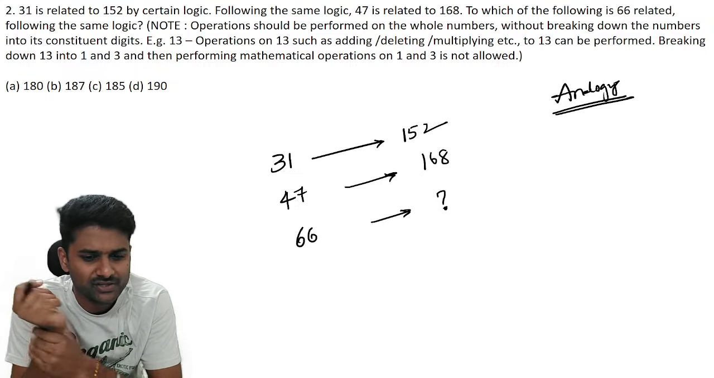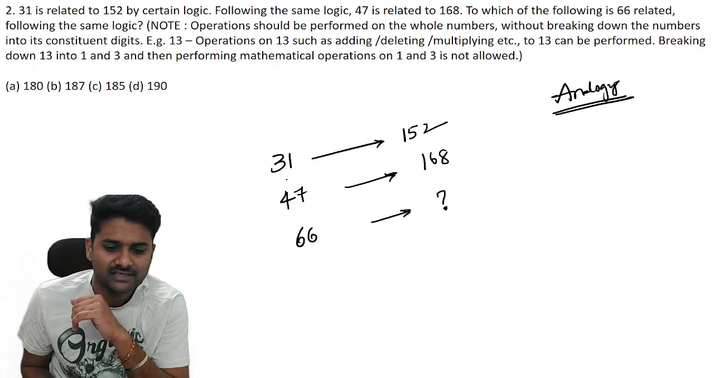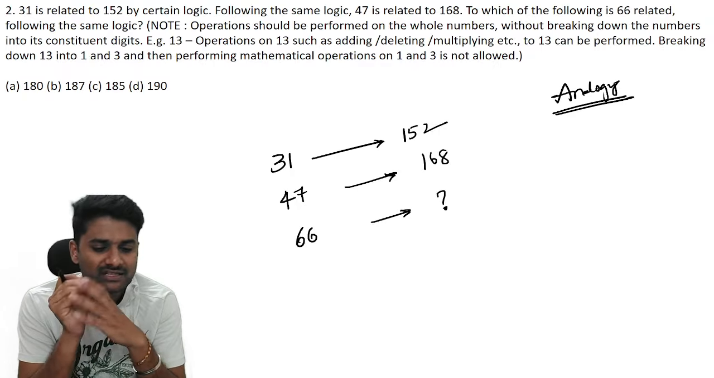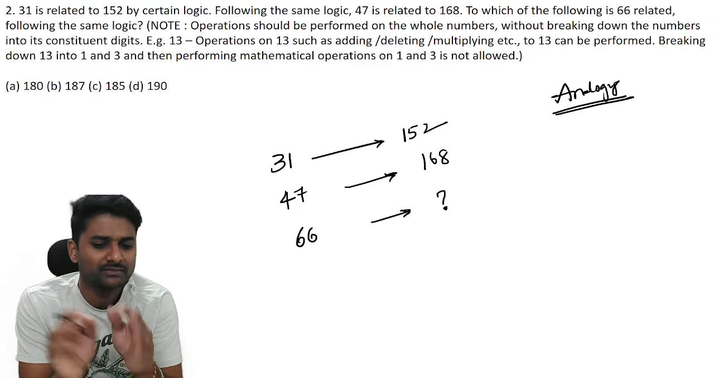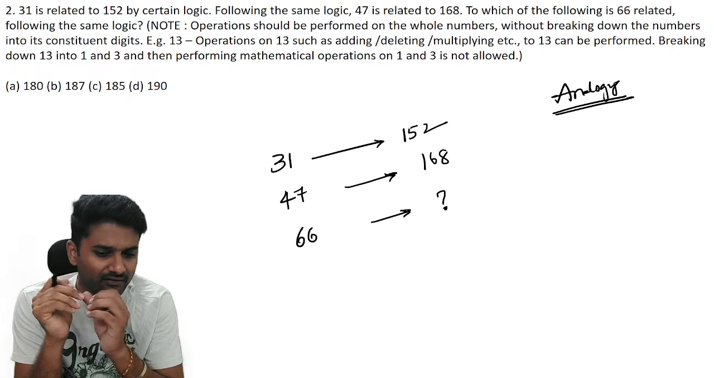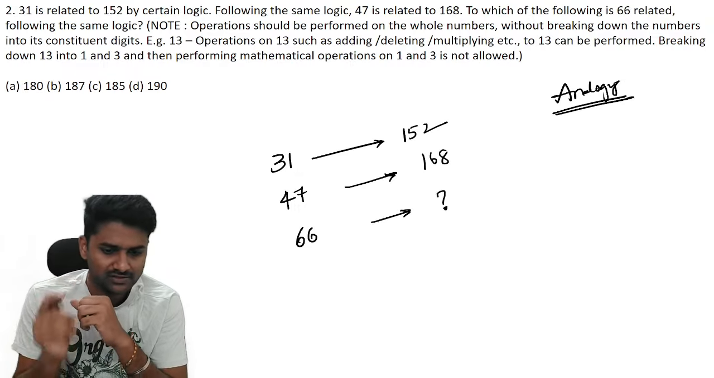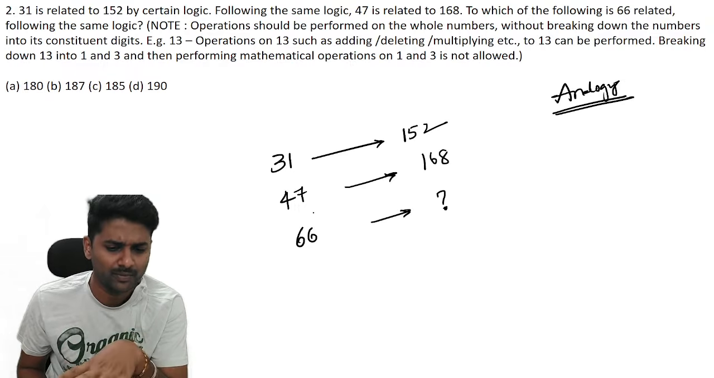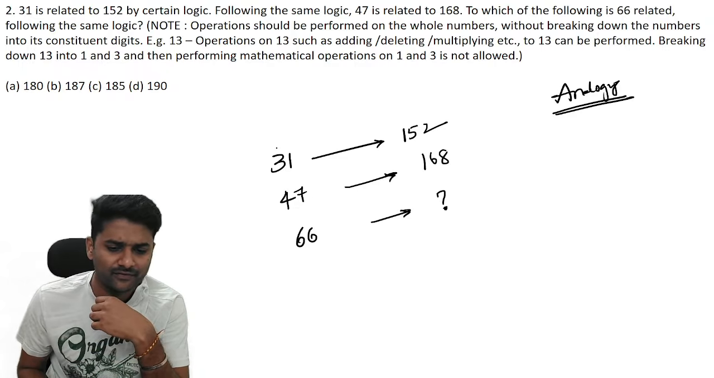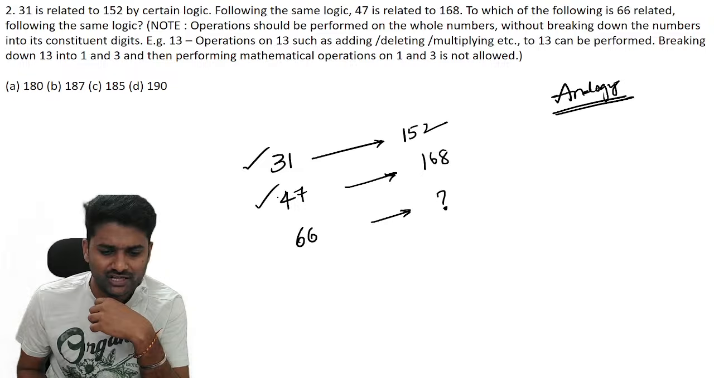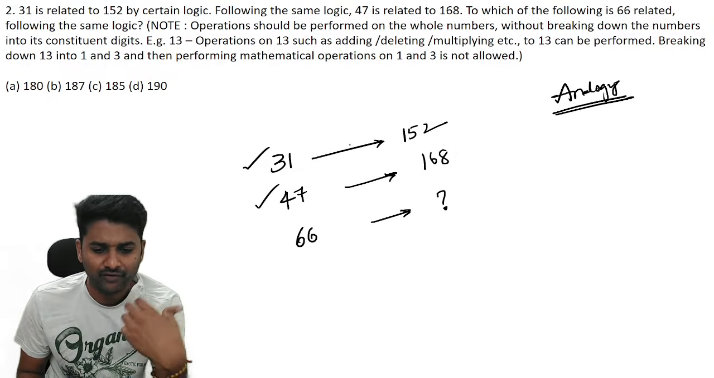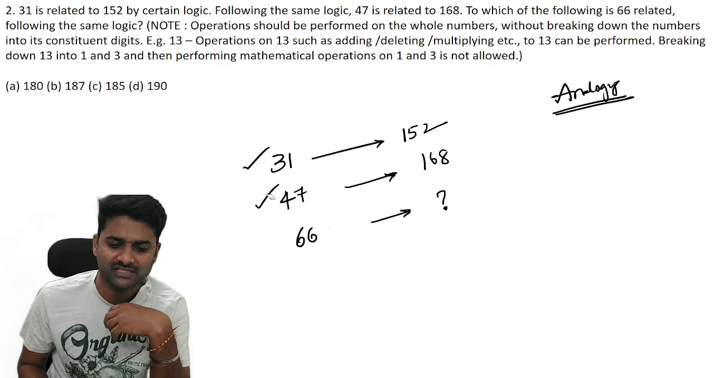The note mentions that the operation should be performed on the whole number. See, 31 is a number, and 3 and 1 are both digits. They clearly mention to perform any operation on the number, not the digit, and don't split 3 and 1 individually to get the resultant of 152. So consider this is the number, perform any operation, addition, subtraction, multiplication, division, how 31 becomes 152, and the same relation should satisfy 47 becoming 168. Once you understand the logic from 1 and 2, apply the same logic for 66. What can be the result?